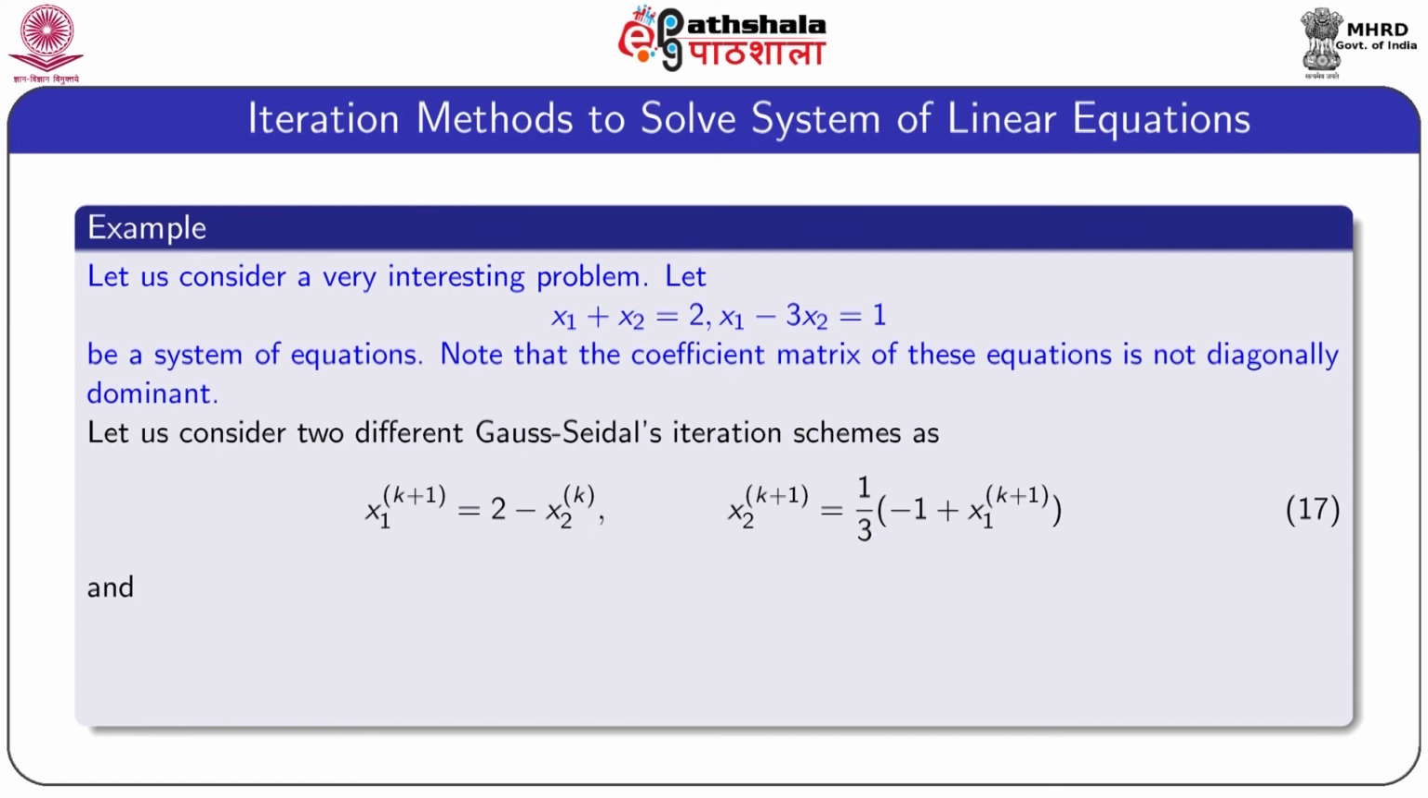This iteration scheme is denoted by equation number 7, and we consider another iteration scheme. The value of x1 at the (k+1)th iteration is obtained from the second equation, and is equal to 1 + 3x2_k, and the value of x2 is taken from the first equation, that is x2_(k+1) equal to 2 − x1_(k+1). This iteration scheme is denoted by equation number 8.